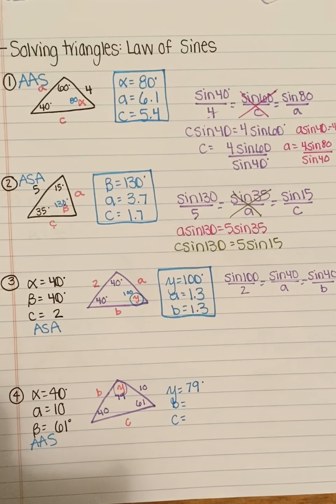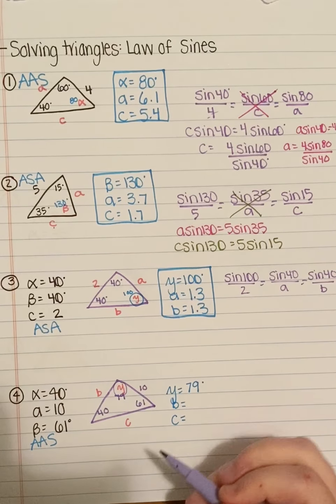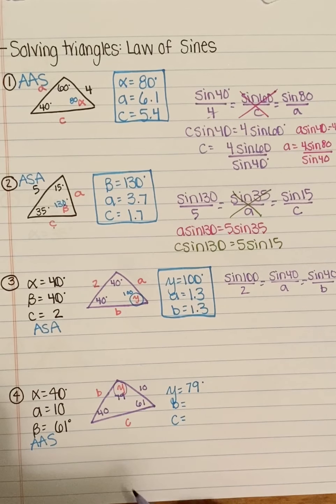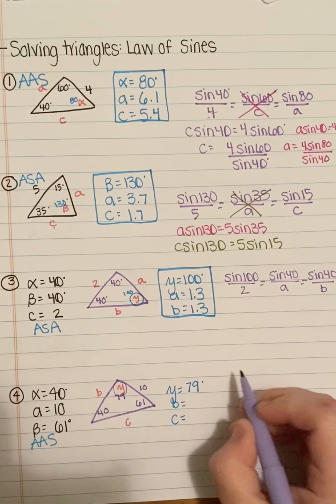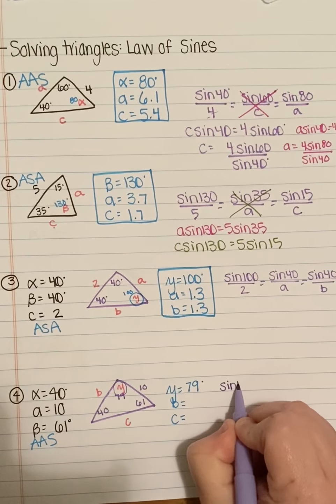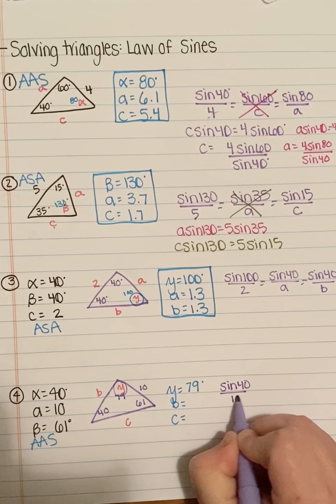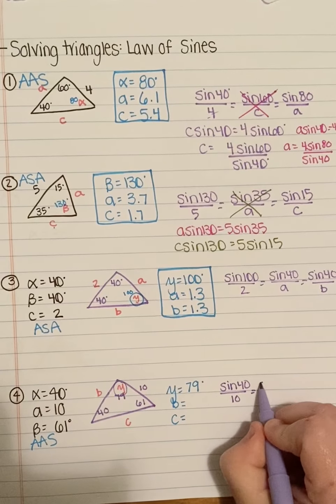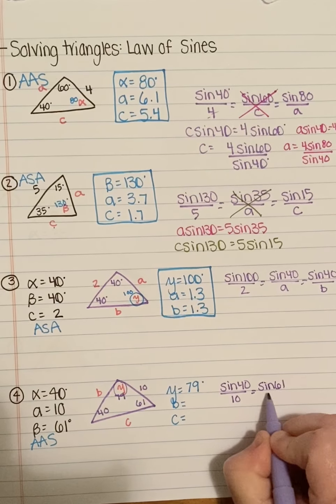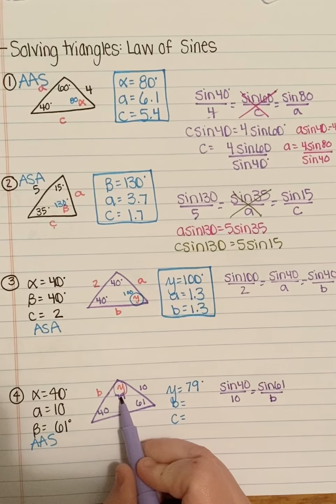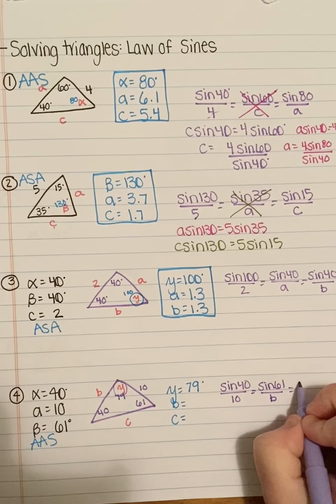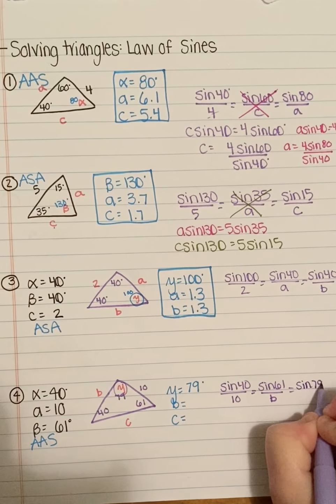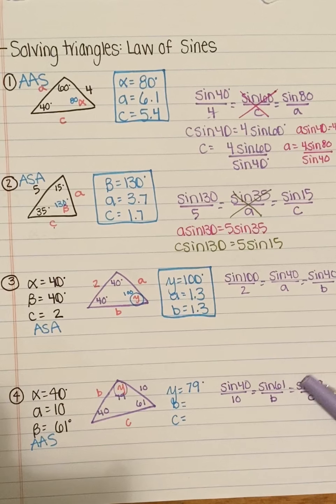So let's set up our proportions in order to solve these things. First thing, let's look to see what we know. We know that this 40 is across from this 10, so let's start there. The sine of 40 all over 10 equals, doesn't matter where you go next, I'm going to go the sine of 61 over B. And then my last one is going to be the sine of what I just found, gamma, so the sine of 79 all over C. And I'm going to solve for B first.